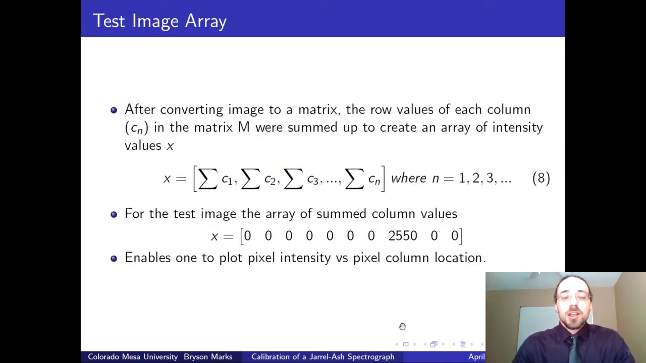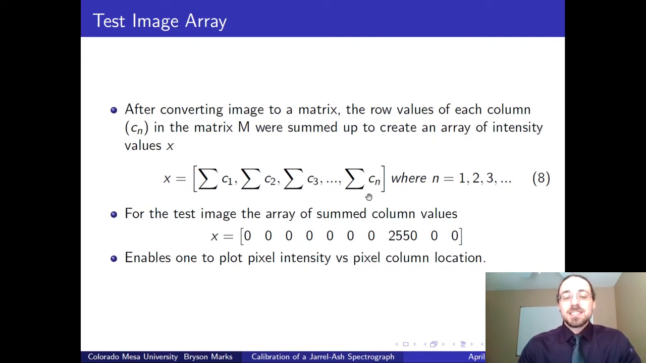After converting the image to a matrix, the row values of each column in the matrix were summed up to create an array of intensity values. If you look at equation 8, or array 8, we have x is equal to the summed row intensity values of the first column. We also have on our second entry the summed row intensity values of the second column, all the way out to C sub n, where n is equal to 1, 2, 3, and so on.